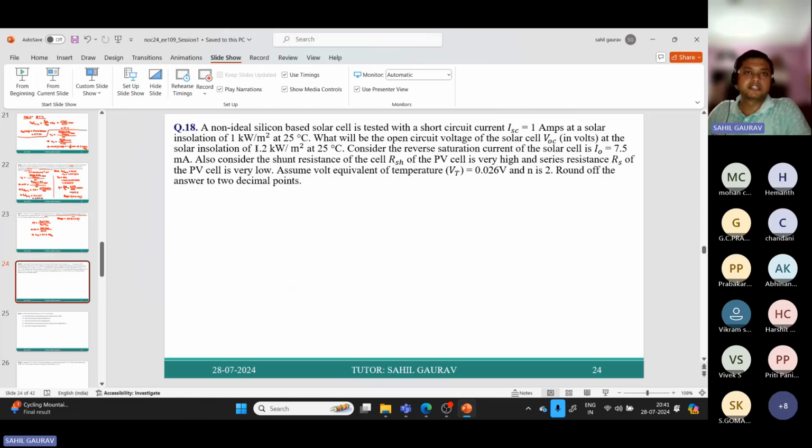An ideal silicon-based solar cell is tested with a short circuit current ISC of 1 ampere at a solar insolation of 1 kilowatt per meter square at 25 degrees Celsius. What will be the open circuit voltage of the solar cell at a solar insolation of 1.2 kilowatt per meter square at 25 degrees Celsius? Consider I naught as 7.5 milliampere, shunt resistance is very high and series resistance is very low, assuming thermal voltage equivalent is 0.026 volt and diode ideality factor is 2. Round off the answer to 2 decimal points.